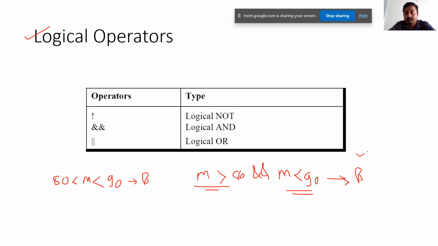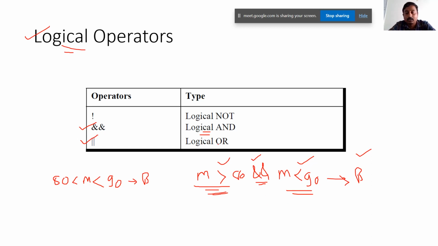So in such cases we use these logical operators. Here we are using AND because both conditions should be satisfied. His marks should be greater than 80 and his marks should be below 90. So here you have to use logical AND. So this is logical AND, this is logical OR. What will happen in logical AND? If both the conditions are true, then only it will be true, otherwise it will be false.